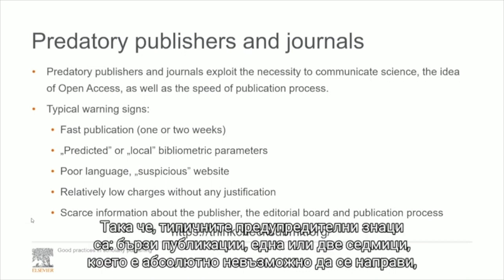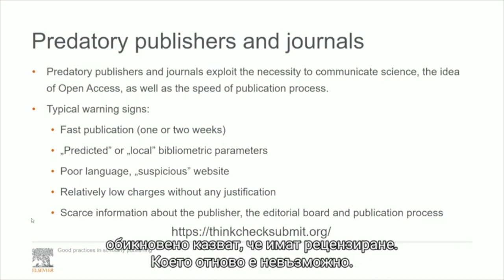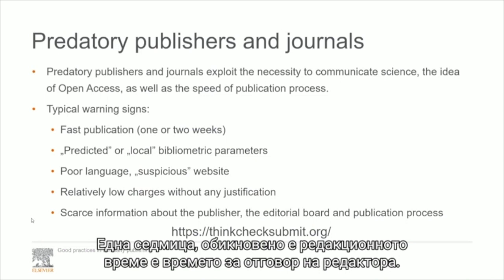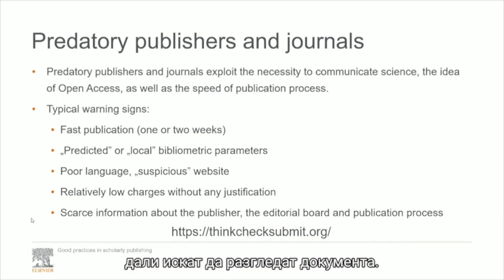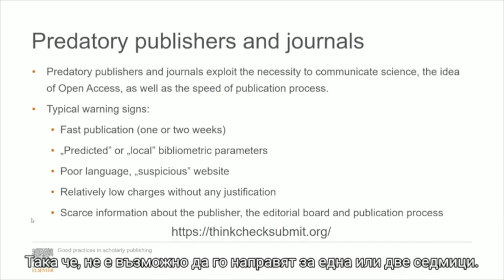So the typical warning signs are fast publication, 1 or 2 weeks, which is absolutely impossible to make. They usually say that this is already, of course, with a peer review, which is, again, impossible. 1 week is usually the editorial time, so the time for the editor to answer. Then they have time to invite the reviewers, and the reviewers have another week or so to decide whether they want to review the paper. So it's not possible to do it in 1 or 2 weeks.